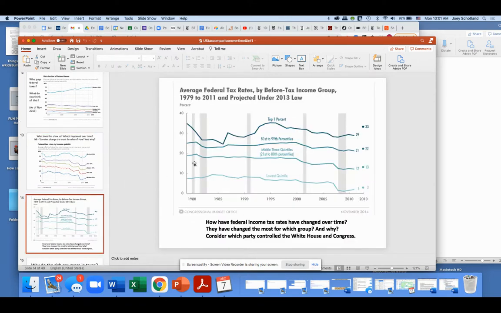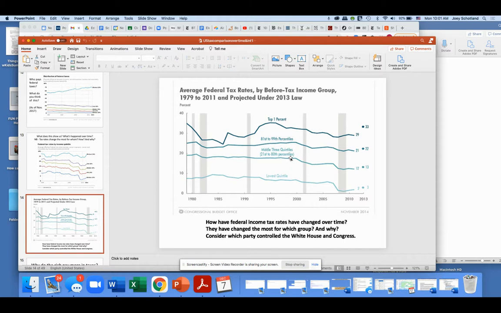Here it is again. Here's the top 1%, the richest 1% of Americans. Let's look at their average federal tax rate. Over time, it's gone from about 33% to 29%. So have taxes on the top 1% gone up, down, or stayed the same?